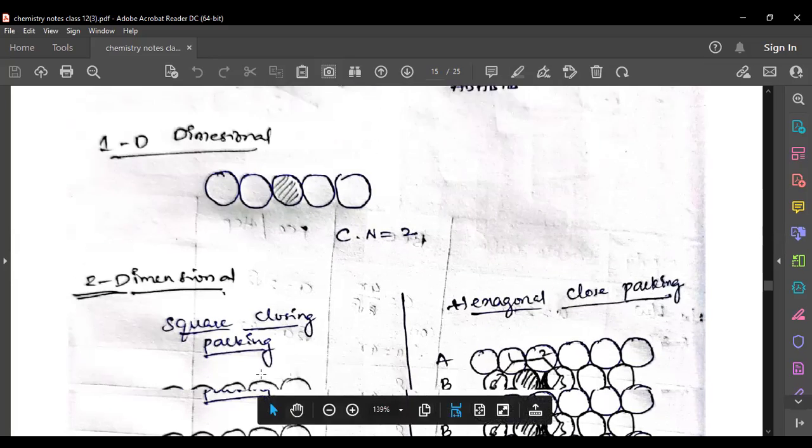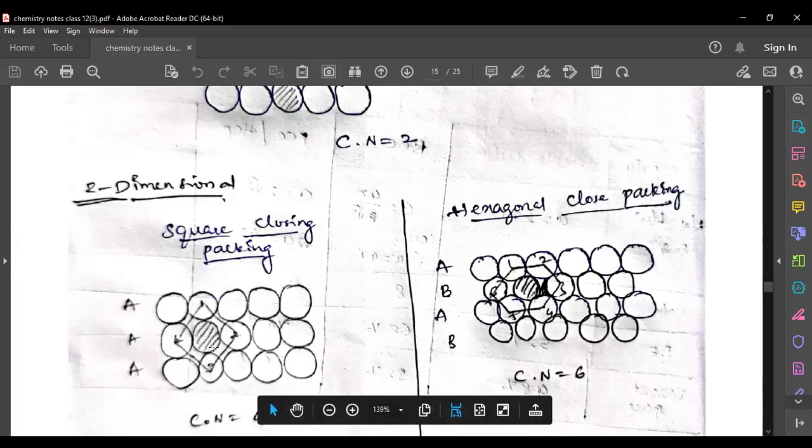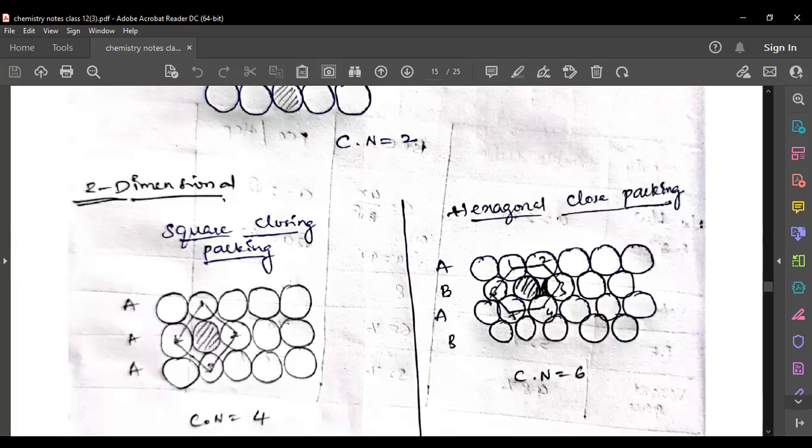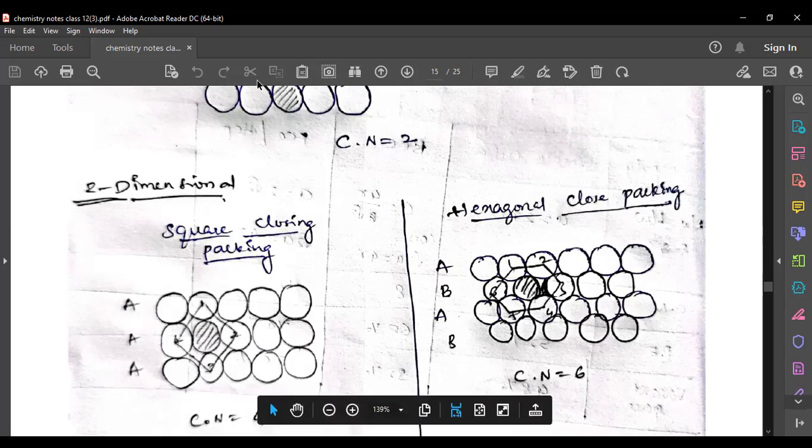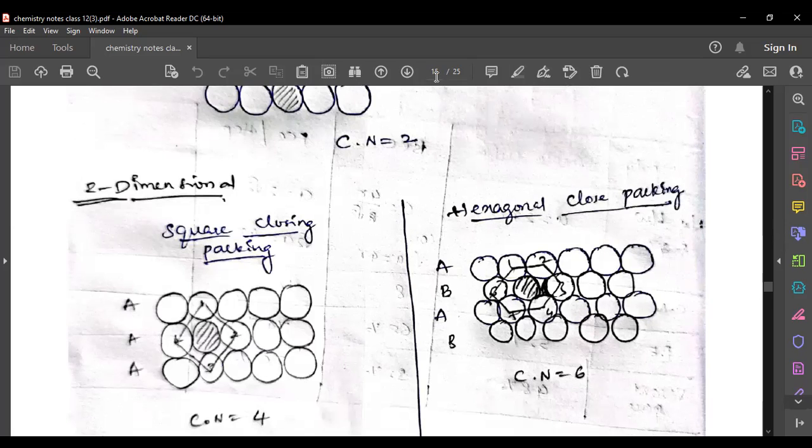The next one, two dimensional. In the case of two dimensional, we have two different types of packing, right? One is square close packing, the other one is hexagonal close packing. So what is this square close packing? Just take one row. Below it we place the second row exactly matching the alignment of the first row. So I'll draw the diagram in the notepad itself.